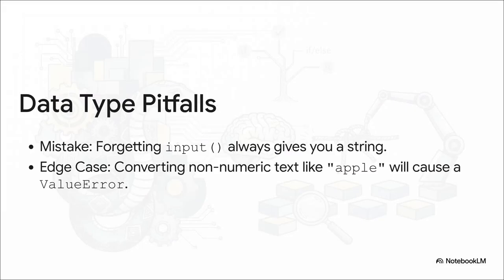And this leads to 2 super common mistakes. First, just plain forgetting to convert user input from a string to a number, and second, trying to convert something that just isn't a number, like the word apple into an integer. If you do that, your program will crash with the value error.